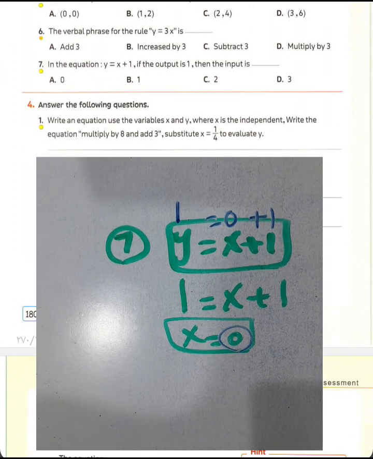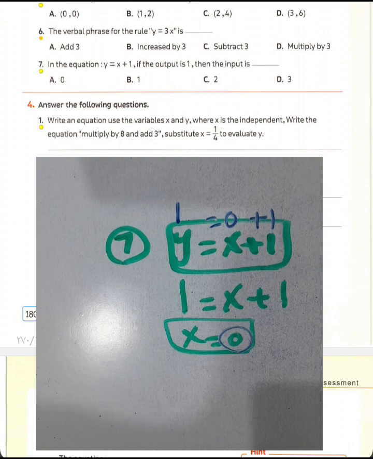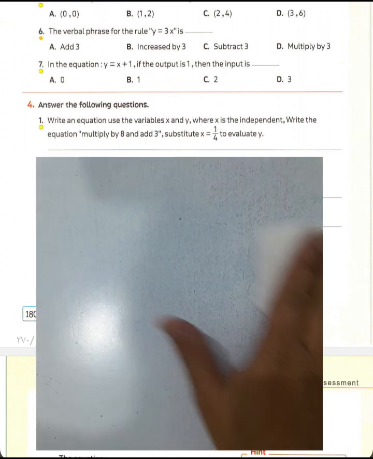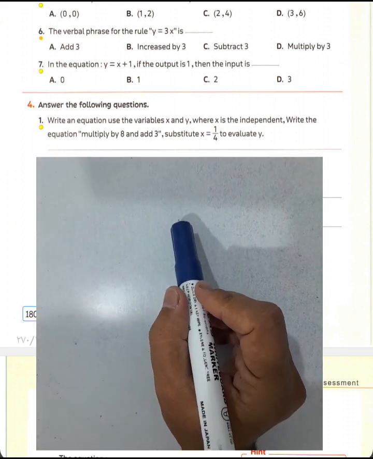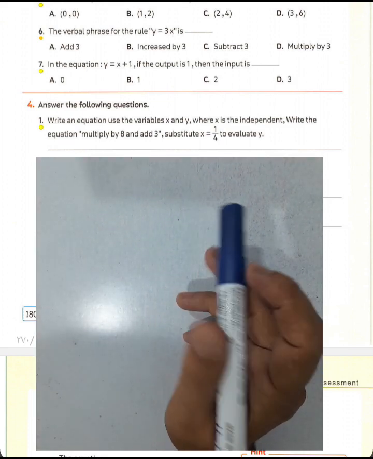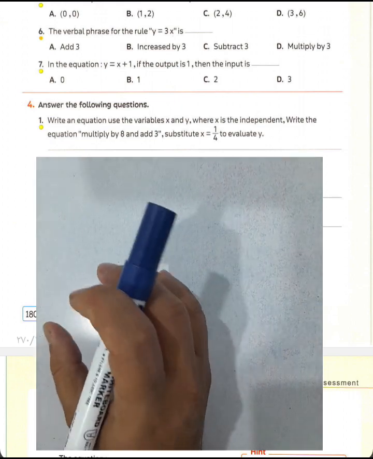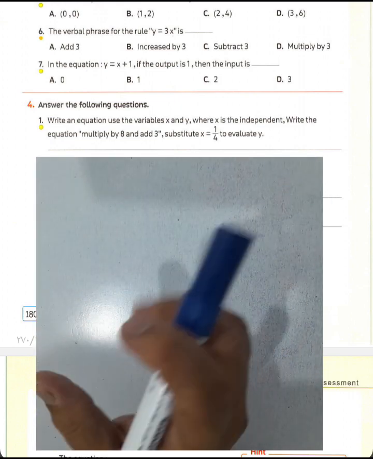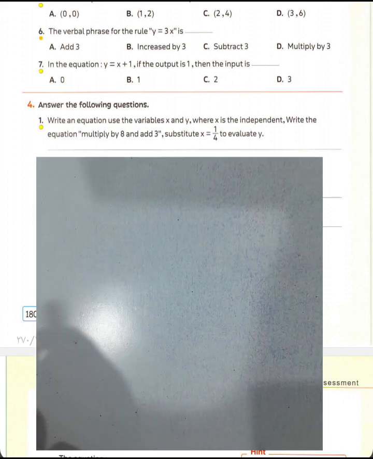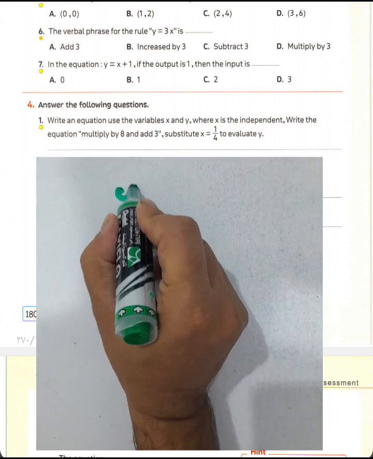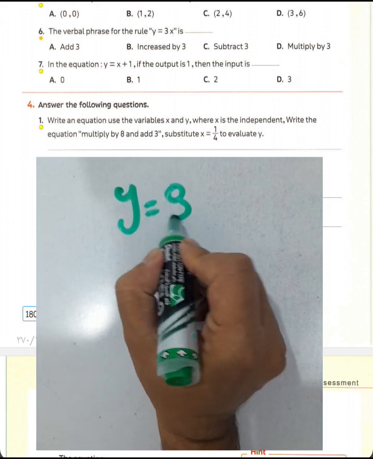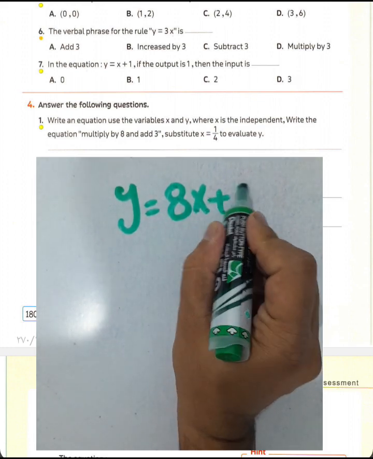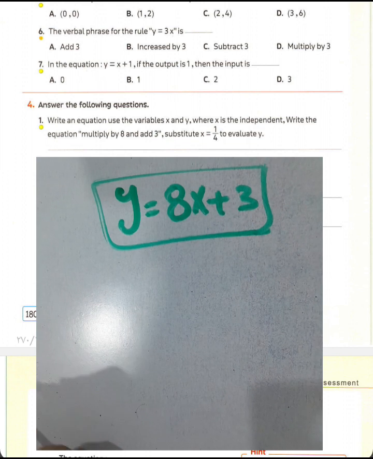Question number 4. Write an equation using variables x and y, where x is independent. Multiply by 8, then add 3. We can find the rule here: y equals multiply by 8, which is 8x, plus 3. Y will equal 8x plus 3.